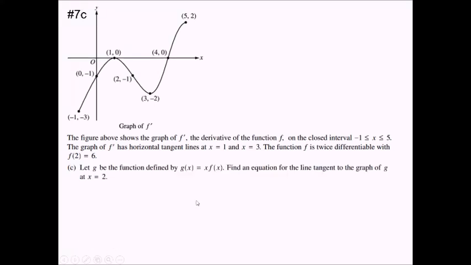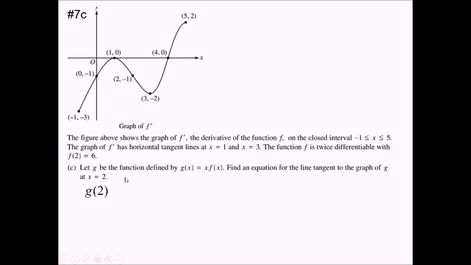On this last part of the problem, g is defined as x times f of x. We want an equation for the line tangent to the graph of g at x equals 2. Well, to get a tangent line, we need an x value, a y value, and a slope, and then we can just plug it into point slope. We've got the x value. To get the y value, we just need to plug 2 into the g function here.